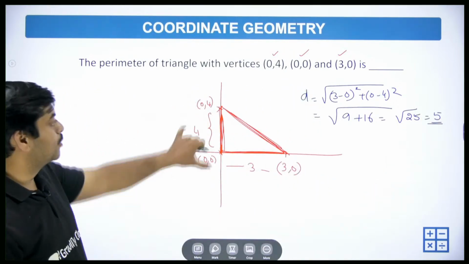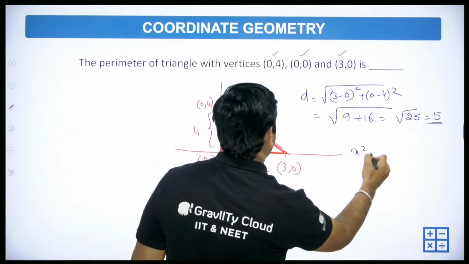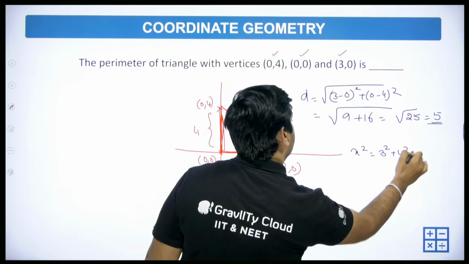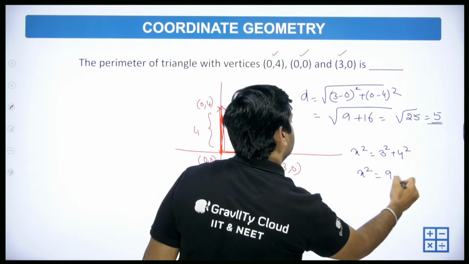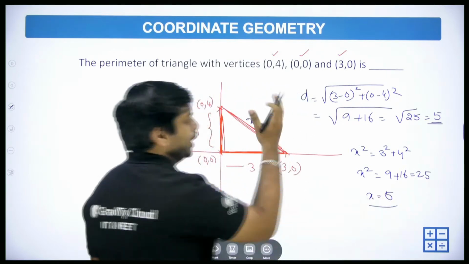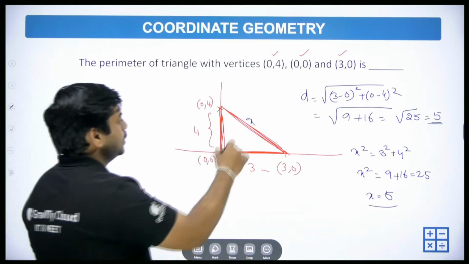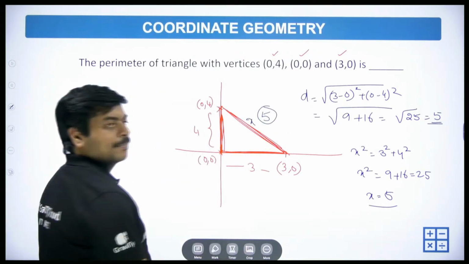Or you can also use Pythagoras theorem here. If you take it as x, so x square is equal to 3 square plus 4 square. So x square equal to 9 plus 16, which is 25. So x is equal to 5, right? You can use Pythagoras theorem, or you can use the distance between the points. So you'll get 5. So now tell me, what is the perimeter of this figure?